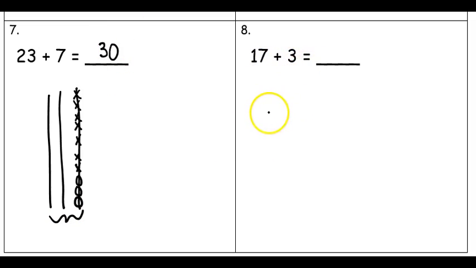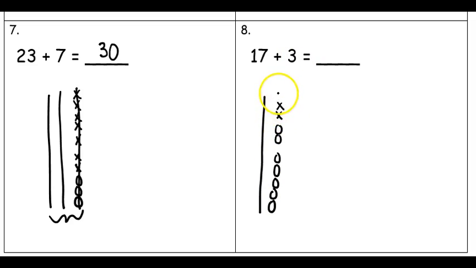And 17 plus 3. 17 is 1 10 and 7 ones. To that I'll add 3 more ones, and we can see again we have a group of 10. So I'll draw a line through that to show it's a group of 10. So 17 plus 3 gives me 2 groups of 10, or 20.